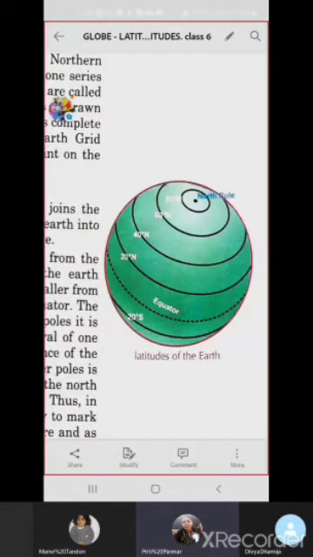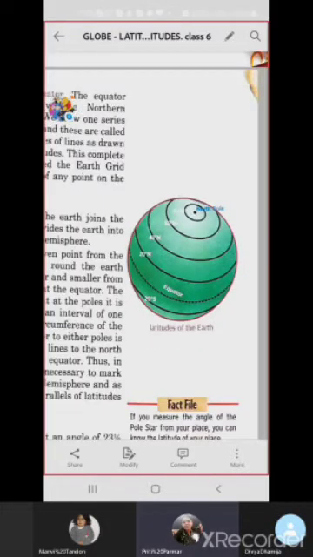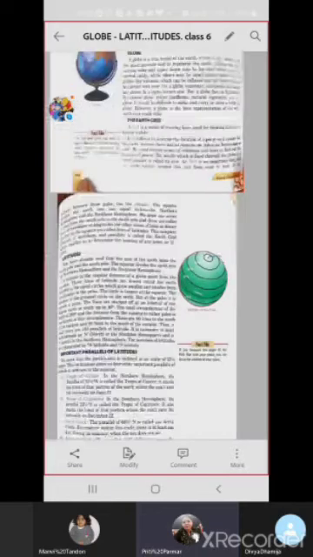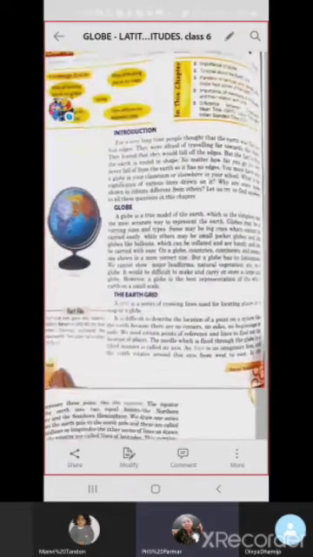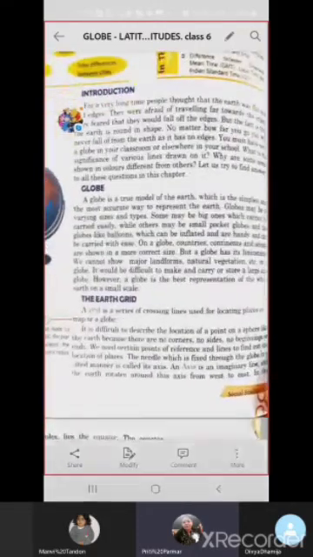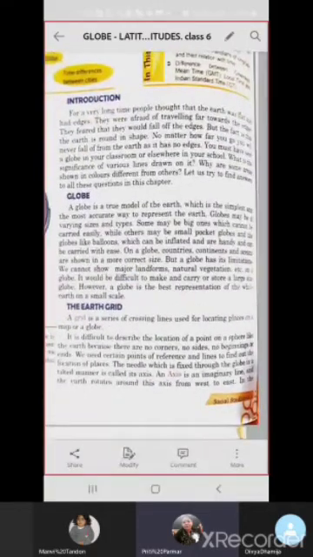Then they talk of the time calculation. How is the time calculated? And the various details pertaining to it. How are there differences in time in other countries compared to ours? Okay, so now this is what we'll study in this chapter. So we'll begin with the introduction.